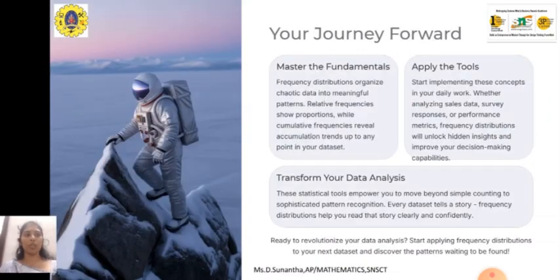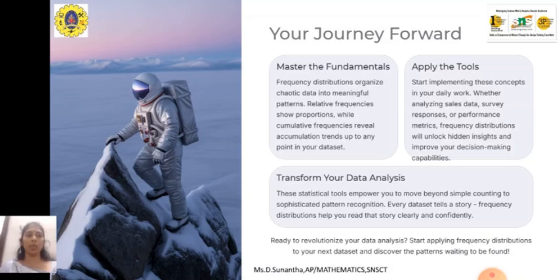Next is your journey forward. First, master the fundamentals. Frequency distribution organizes chaotic data into meaningful patterns. Relative frequencies show proportions. Then, how to apply the tools? Start implementing these concepts in your daily work, whether analyzing sales data or survey responses. This will be helpful. Next, transform your data analysis.